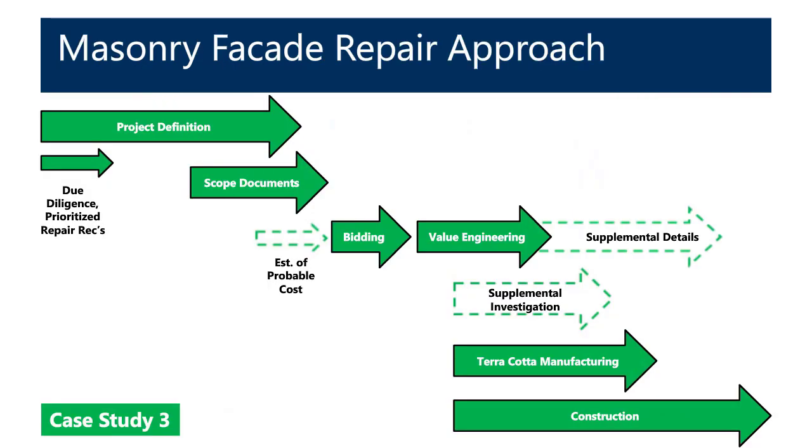So what does this chart look like? How does the masonry facade repair approach differ? Ultimately, here's that project definition that includes the due diligence and prioritized repairs. A general contractor was involved at that time and put together costs based on those prioritized repairs. Ultimately, scope docs were put together and requested an engineer's estimate of probable cost, and then moving into bidding and really understanding that value engineering was a step that was taken in this process, reallocating the repairs and understanding if there were changes that could be made ahead of time.